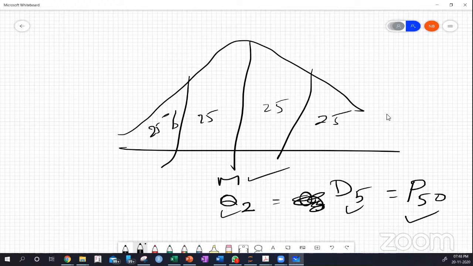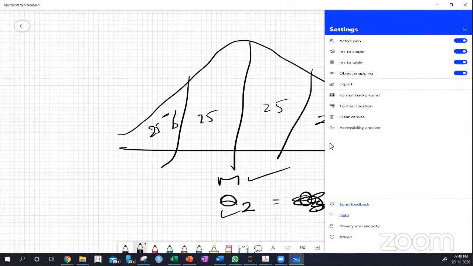Sir, where are these deciles and percentiles used? Deciles I don't know. Percentile I'll tell you where it is used. It is used in the CAT exam. When I solve the problem, I'll explain how percentile is useful.